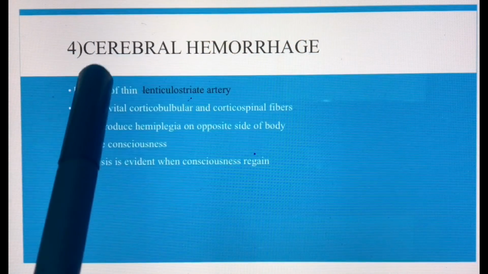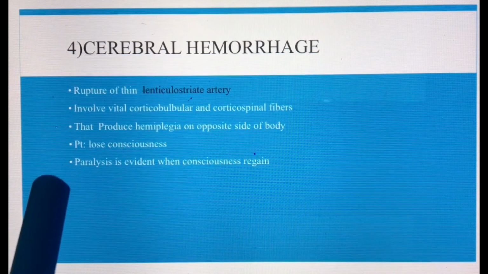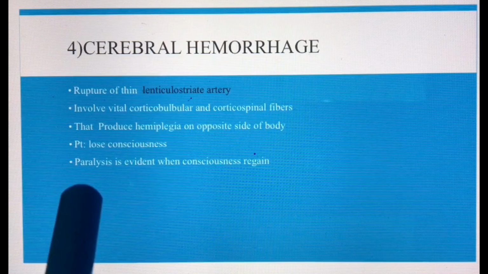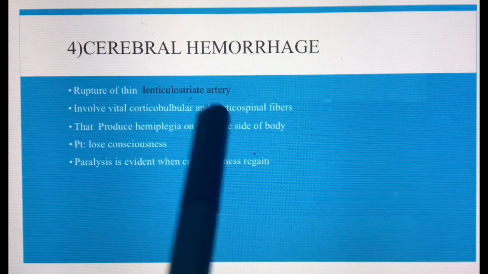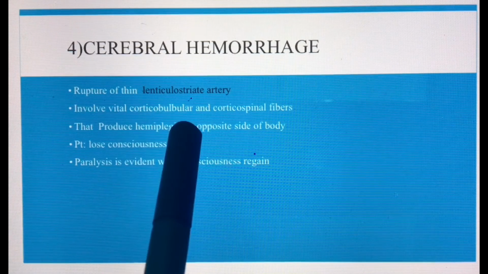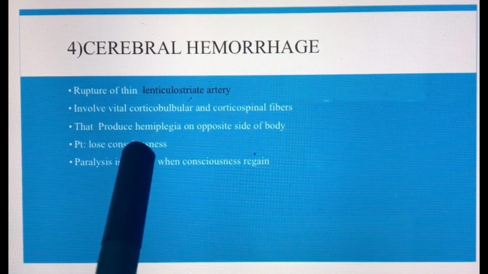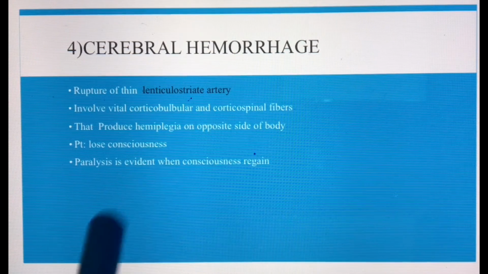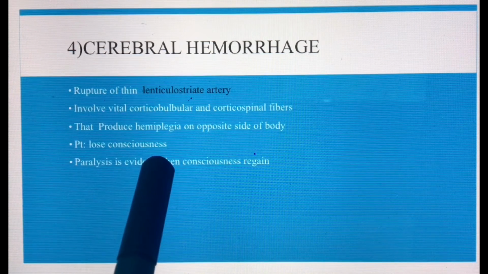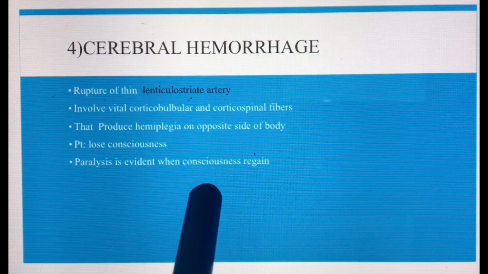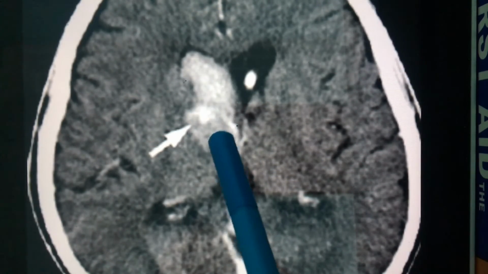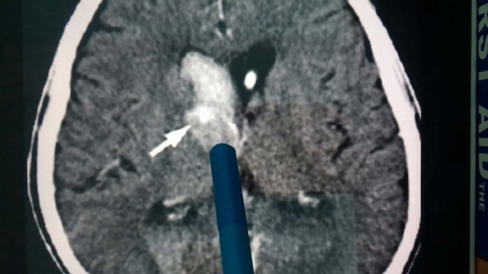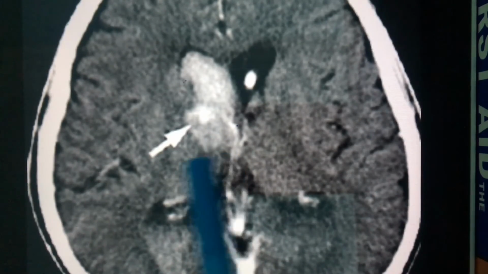The fourth is cerebral hemorrhage. The cerebral hemorrhage causes rupture of the thin walled lenticulostriate artery, which is a branch of the middle cerebral artery. It involves vital corticobulbar and corticospinal fibers that produce hemiplegia on the opposite side of the body. In this condition, the patient loses consciousness, but paralysis is evident when consciousness is regained. In this picture, there is the formation of blood accumulation that causes cerebral hemorrhage, which increases in size and causes compression on the surrounding tissues, and the symptoms occur.